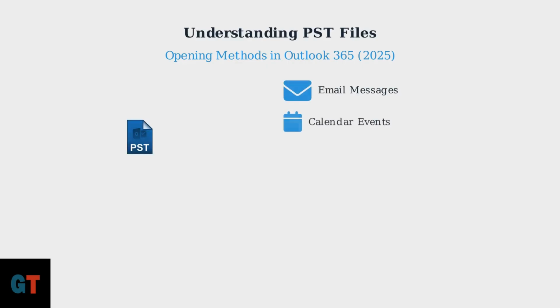PST files, or personal storage table files, are a fundamental component of Microsoft Outlook for storing email data locally on your computer. PST files store various types of Outlook data, including email messages, calendar events, contacts, and other mailbox items in a single file on your local computer.